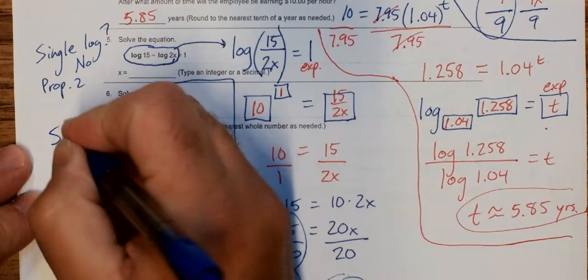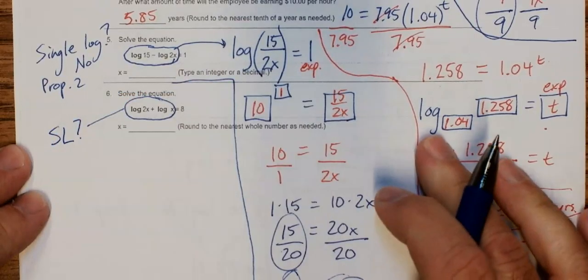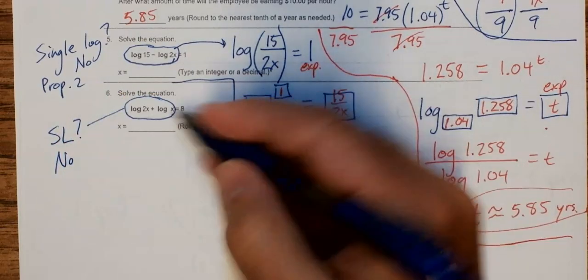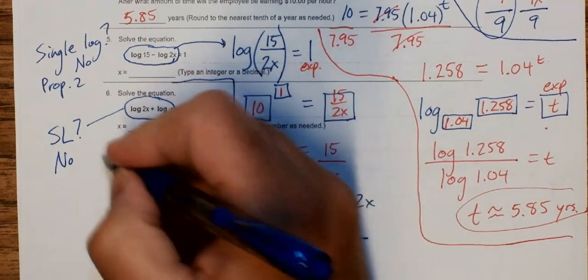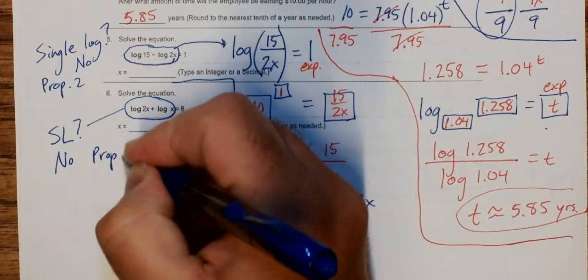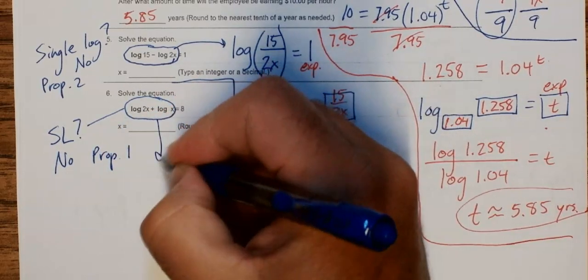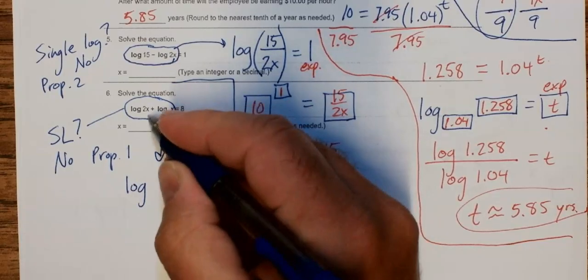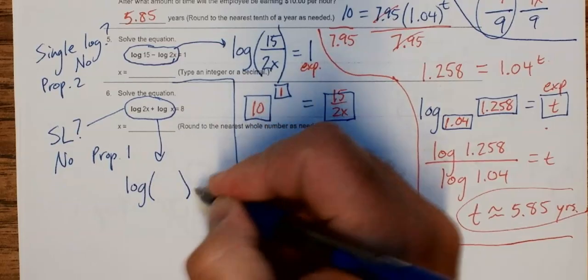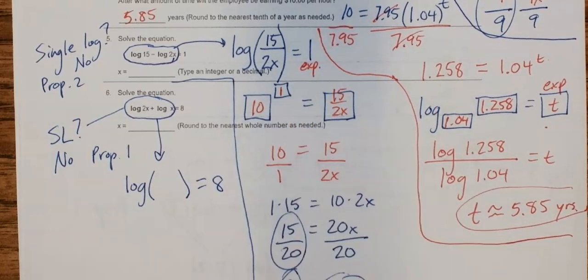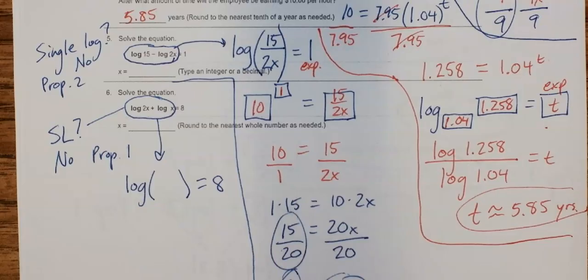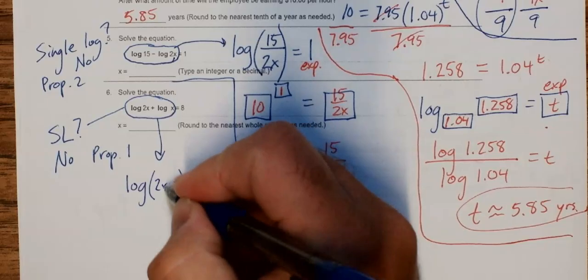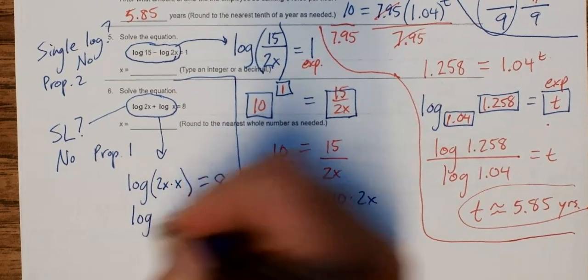I'm just going to abbreviate that as a single log. Hopefully you say no again, and then you see addition, so you think, oh, I need to use property number 1 to write that as a single log. What are we going to do with the 2x and the 1x? We're going to multiply them together, 2x times 1x. And what do we normally call 2x times 1x?